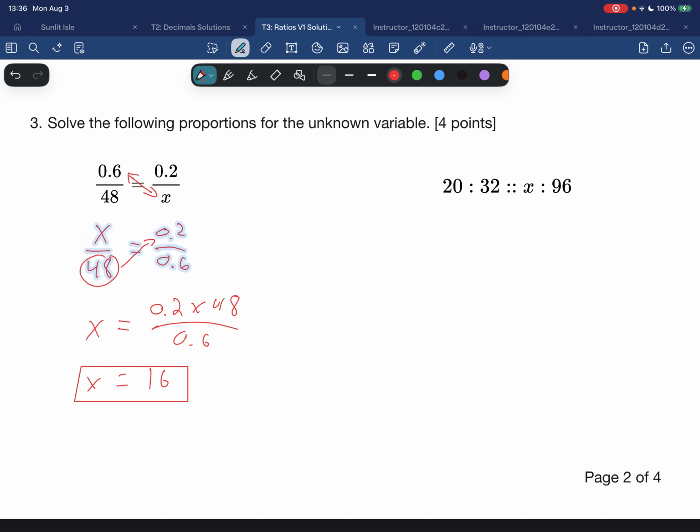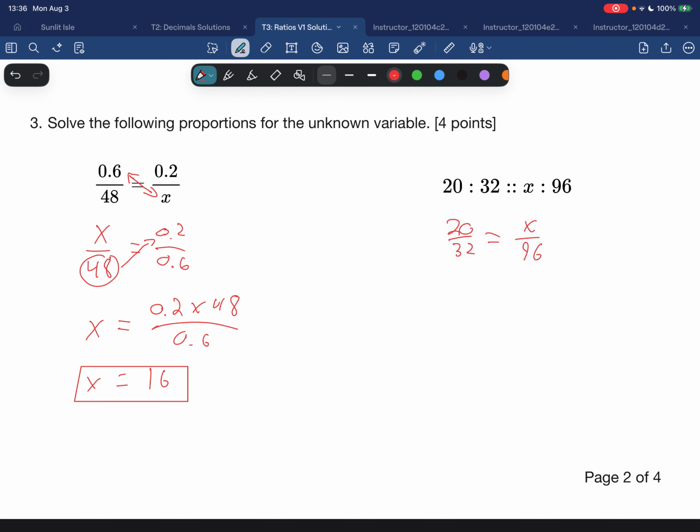Great. This one is a little bit trickier. When we talked about this in class, the single colon means a ratio. So this is 20 over 32 and x over 96. The double colon means equals, that this is a proportion, that these two ratios are proportional. So that is how you set this one up to make it look more like problems we have done in class.